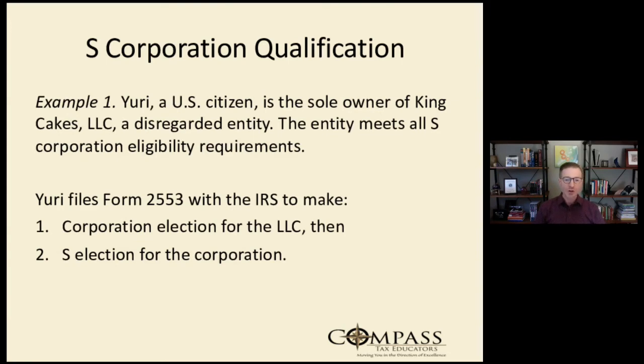So our first example: Yuri, a U.S. citizen, is the sole owner of King Cakes LLC, a disregarded entity. The entity meets all S corporation eligibility requirements. Yuri will file Form 2553 with the IRS to both make a corporation election for the LLC and then an S election for the corporation, both done on one form.